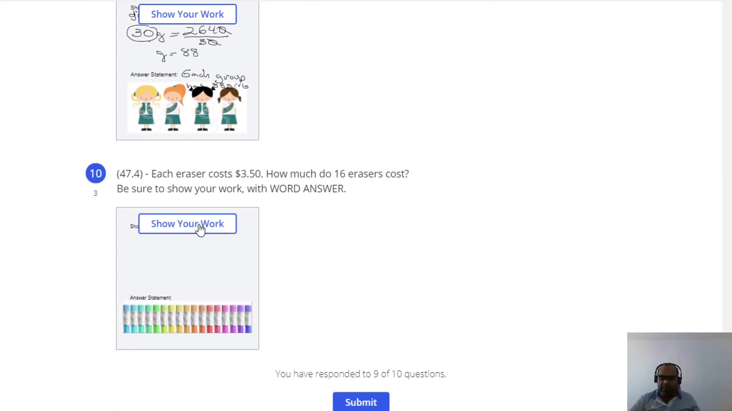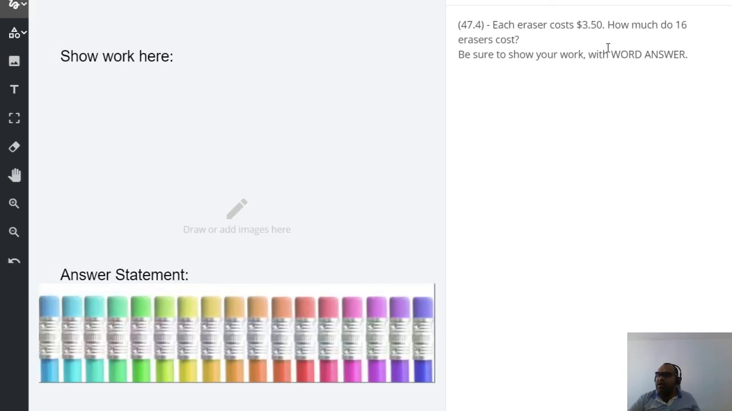Number 10. Each eraser costs 3 dollars and 50 cents. How much do 16 erasers cost? Pretty easy, guys. If I know one eraser, 3.5, how much do 16 erasers cost? Pretty easy, guys. How do I solve this one?